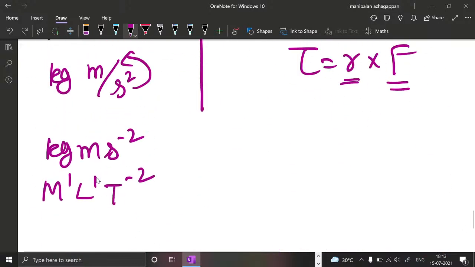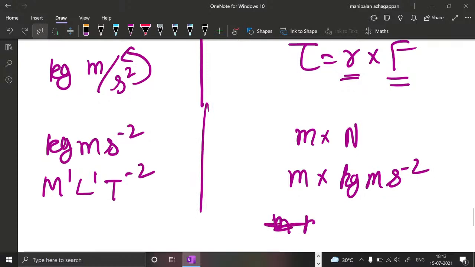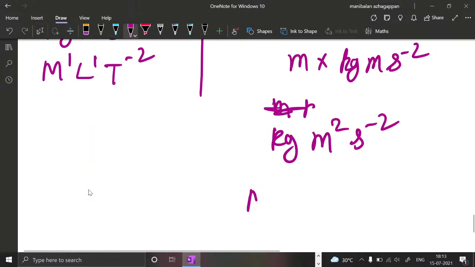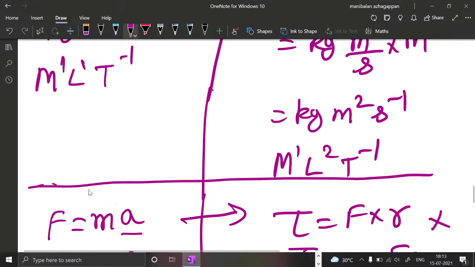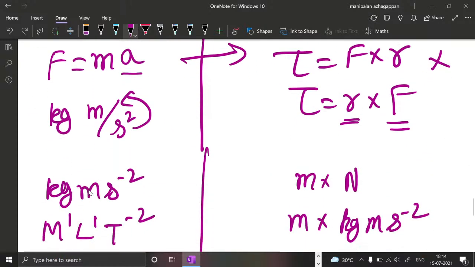Now this unit: radius is meter, force is newton. Newton meter, also we can take as newton, kg meter second minus 2. So torque is going to be, usually you have to write, kg meter square second minus 2. The dimensional formula is M power 1 L power 2 T power minus 2. So now the comparison of force: what is called force in linear motion, the equivalent in rotation motion we call torque.